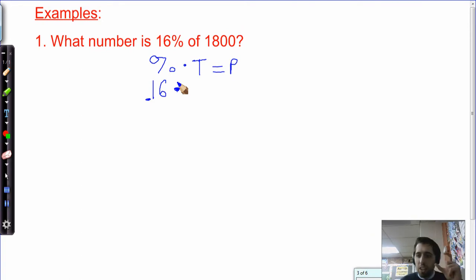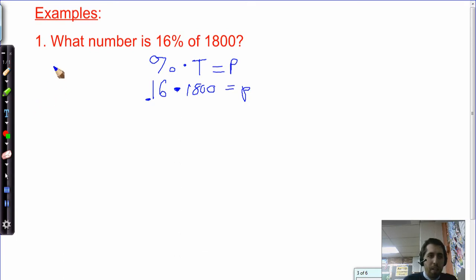What number is the little chunk? So 1,800 must be the total. So we're going to do 16 hundredths times 1,800, and that's going to spit out our part. It's going to give us the part. So over here, let's do it over here actually.